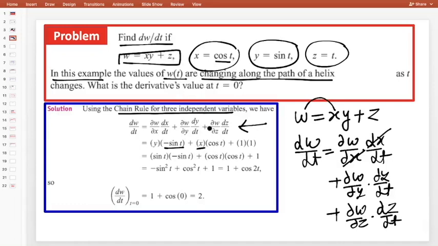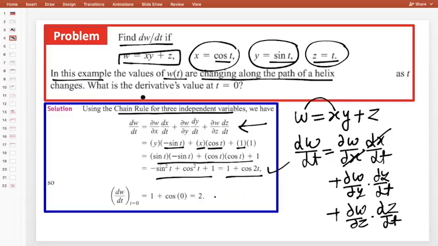dy by dt, y is sin t, differentiate this function, you will get cos t. And the last one, del w by del z, x and y are constant, so their differentiation is 0, and with respect to z it is 1, so 1. And dz by dt, z is given as t, so dz by dt is what? 1. So once you simplify, you will get this result, right? Basically minus sin square t plus cos square t plus 1, that is cos square t minus sin square t, that is cos 2t. So we will get this result.